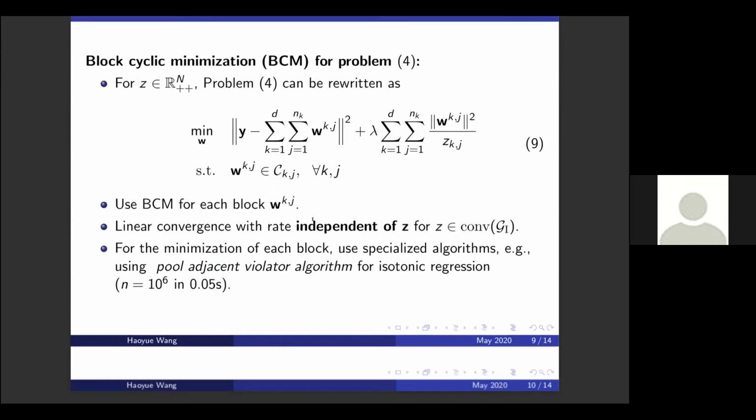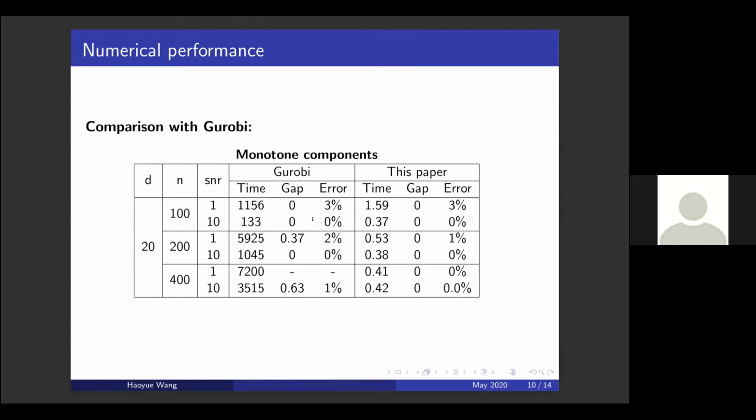So let's look at some numerical results. We compare our algorithm with solving the MI-ISOCP formulation directly using Gurobi. Here the SNR is the signal to noise ratio, the gap is the gap between the upper bound and lower bound in the cutting plane method, and the error denotes the percentage of mistakes we make in choosing the shape restrictions. As we see, even for D equals 20, Gurobi is already quite slow for this problem. In comparison, our algorithm is much more efficient and can solve this problem easily within 1 second.